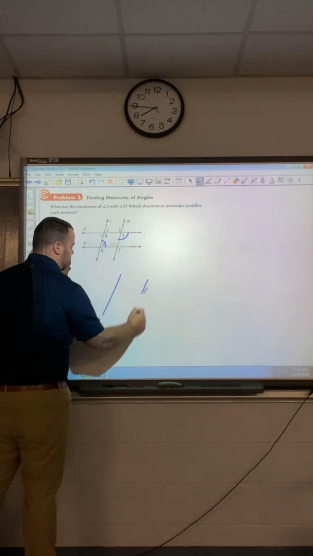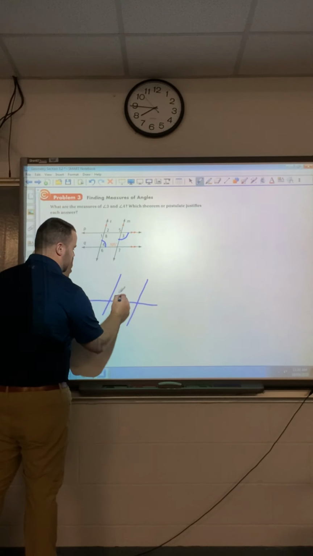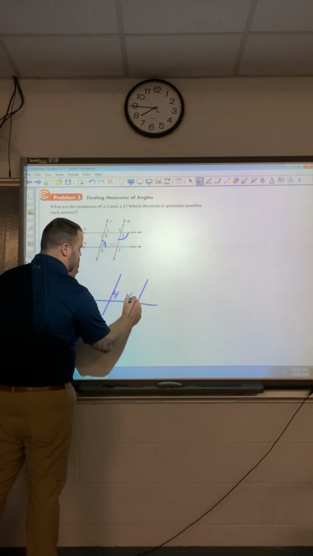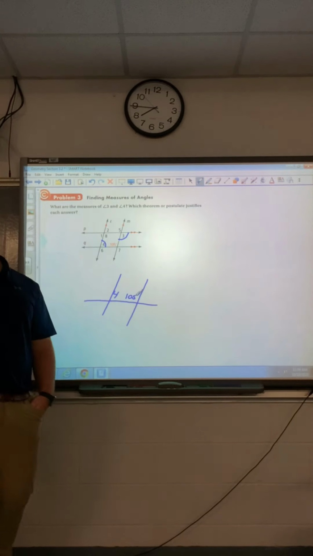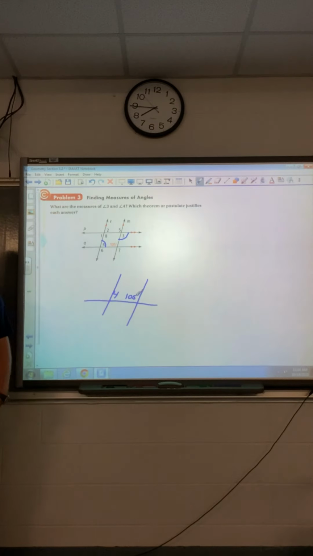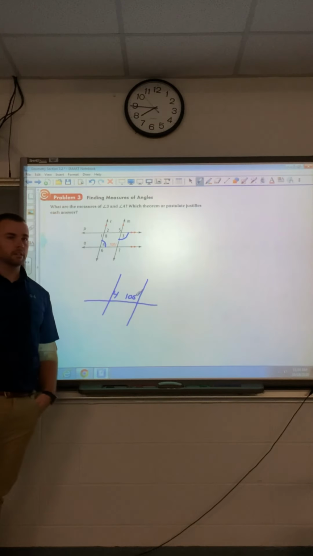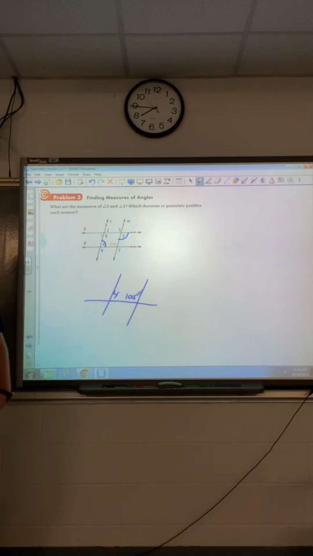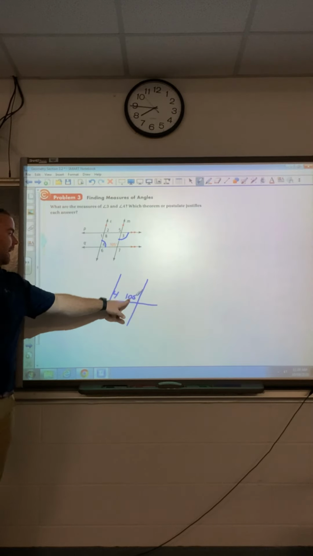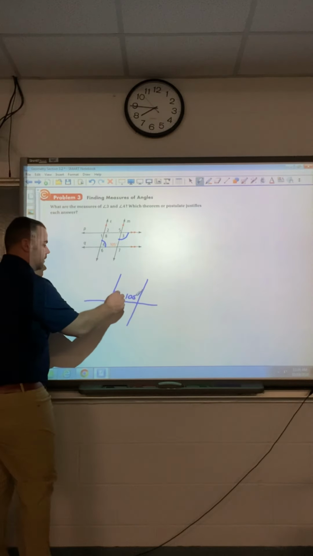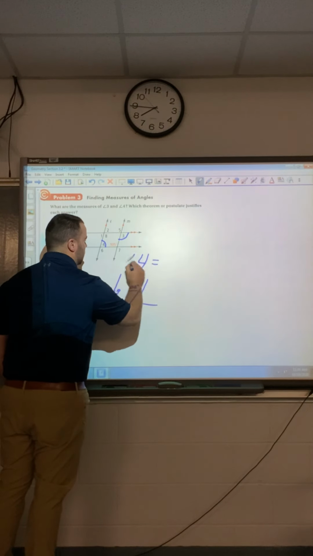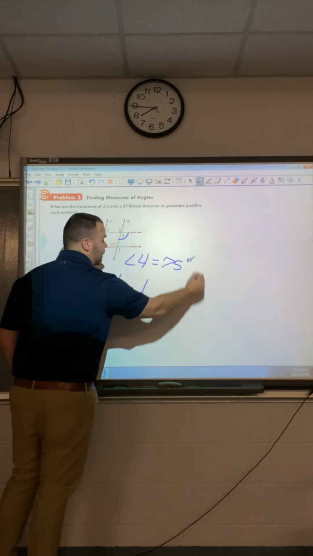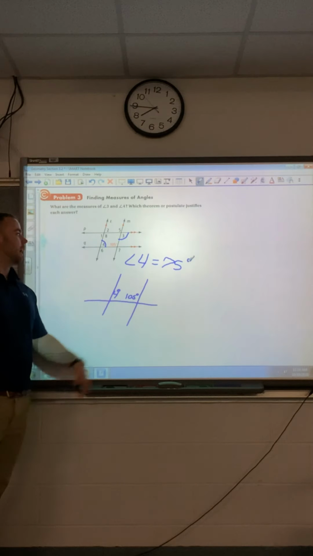So let me redraw it here because it's a little confusing the way it's pictured. So those are 105 degrees right here. What is it? It's not the equal interior. They're the same side interior, right? So what did you write for same side interior? They add up to 180. So this is 3 will be 105. I mean 75. So angle 4 has to equal 75 degrees. Okay?